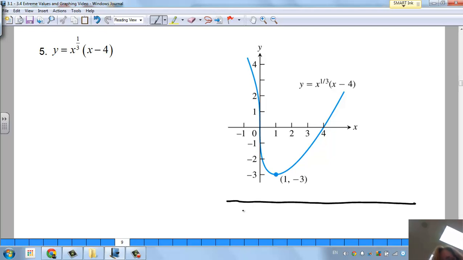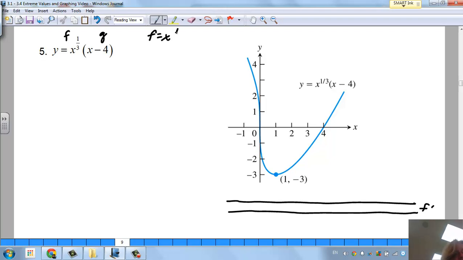I'm going to set it all up where I have my f prime bar when we're done. And if you've been watching my videos, you know that we do that all the time. The first thing is we have to find the first derivative and put it equal to 0 to find our critical points. Well, before we get started, we notice this is a product rule. So I'm going to do my f and my g's. So I know that f is x to the 1/3.